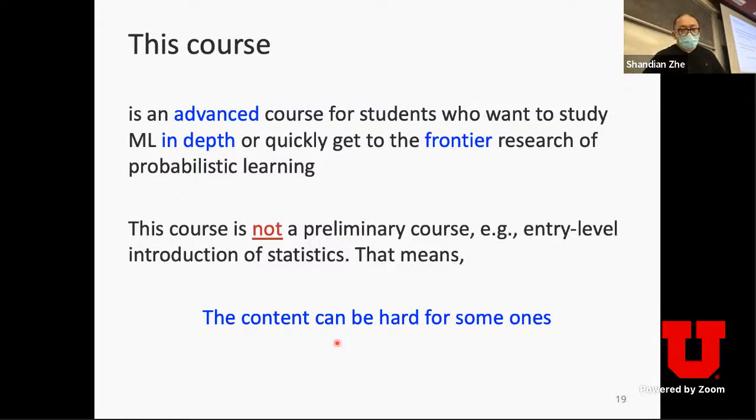So this course is an advanced course for students who want to study ML in depth or quickly get to the frontier research of probabilistic learning. In other words, this is not a preliminary course or some entry-level introduction of statistics. This is also not the goal of this course. So that being said, the content can be hard for someone if they're not prepared for this. Right? That does not necessarily mean that you're not good. I mean, you're just not prepared.